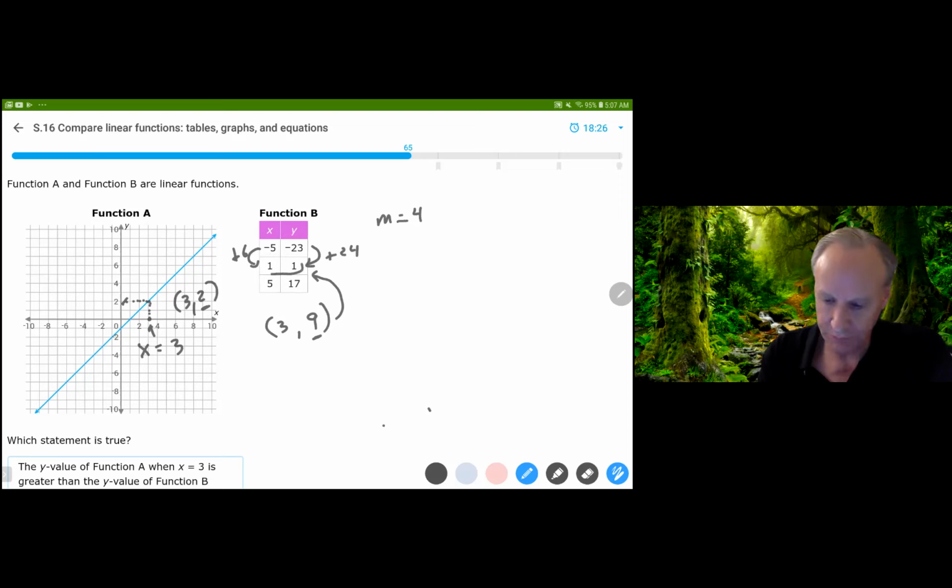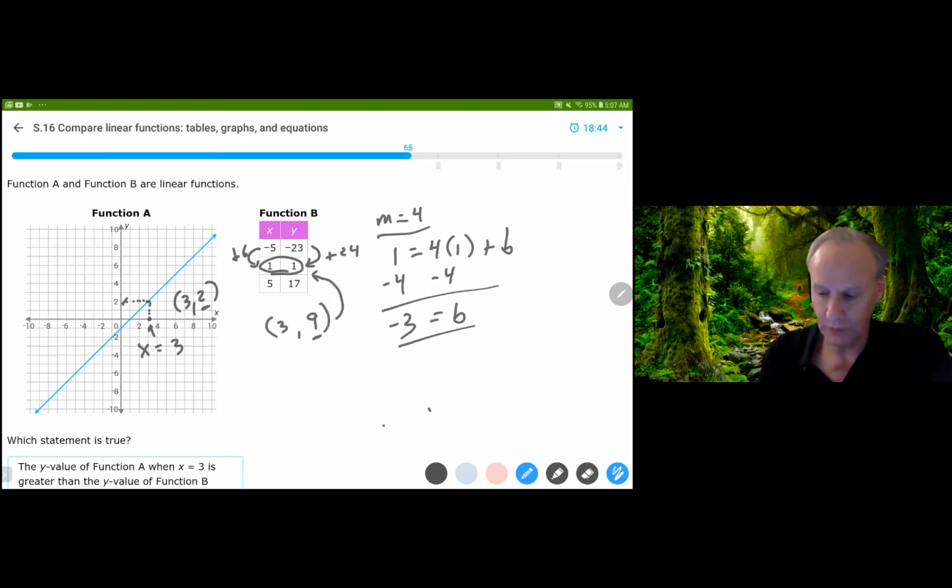And I'm going to use this point because it looks really easy. So y equals mx plus b. And I'm going to subtract 4 from both sides. And I'm going to get b equals -3. And I'm still not done because I still have to put in the equation, don't I?